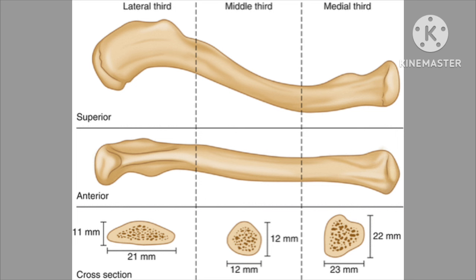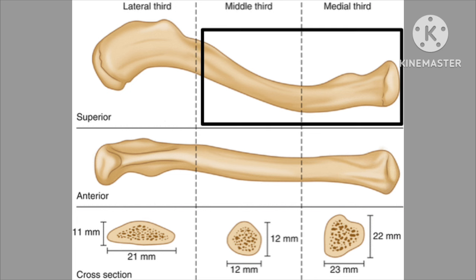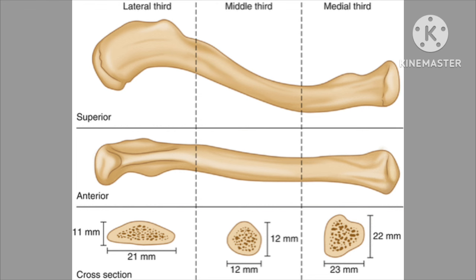The shaft of the clavicle is divided into lateral 1/3 and medial 2/3. Lateral 1/3 has two surfaces and two borders. Medial 2/3 has four surfaces, which provide attachment for different muscles.